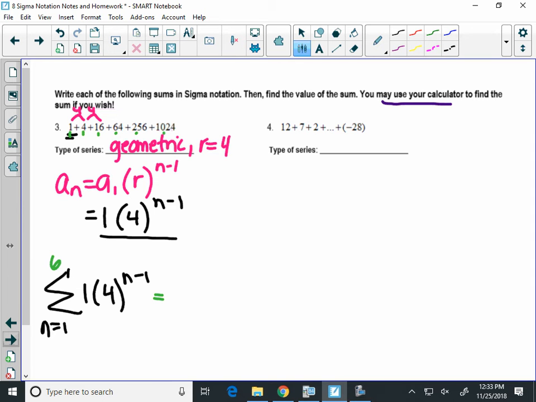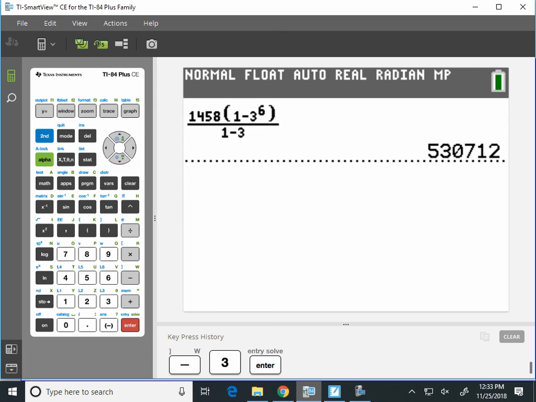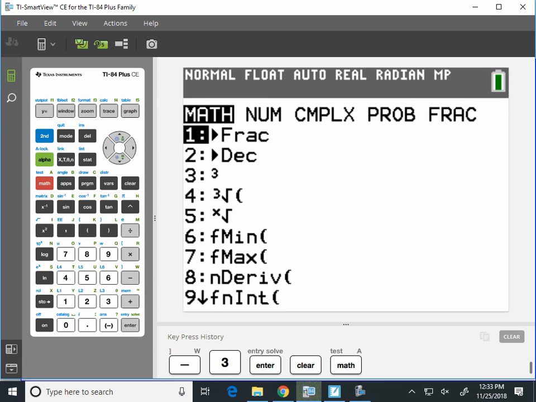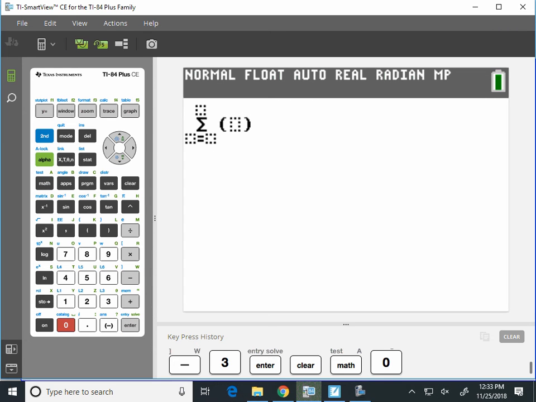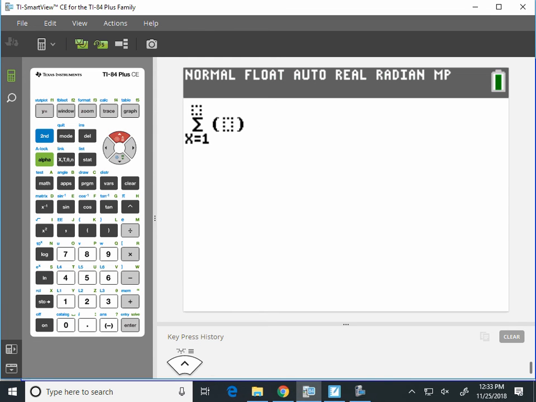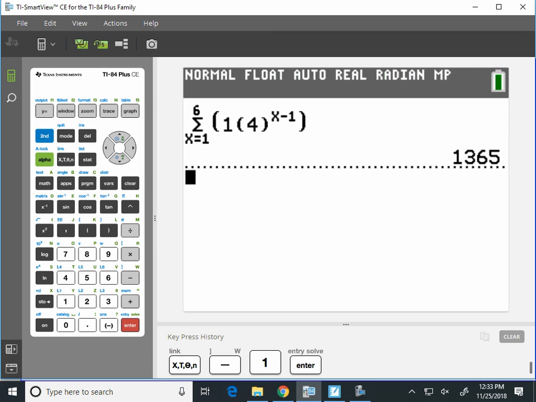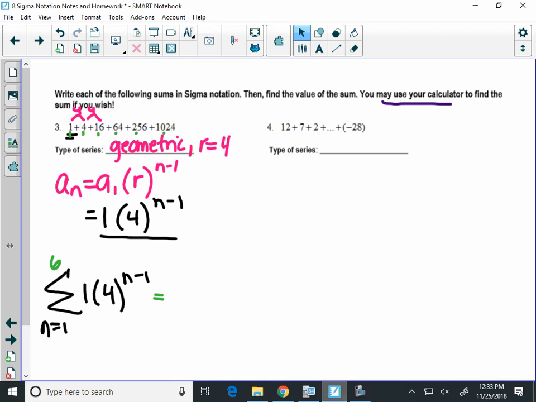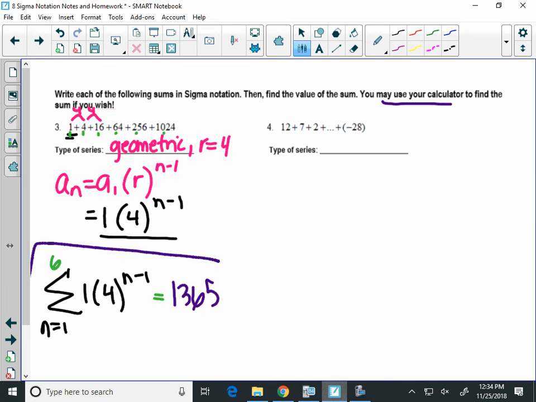We can put that into our calculators. Remember, our calculator does sigma notation. We hit math and then 0, which is summation. Instead of n, you'd use x, and we're adding from terms 1 to 6. Now you just type in your expression. Remember to use x instead of n here, and the sum is 1,365. And that is what we're looking for, that whole expression.